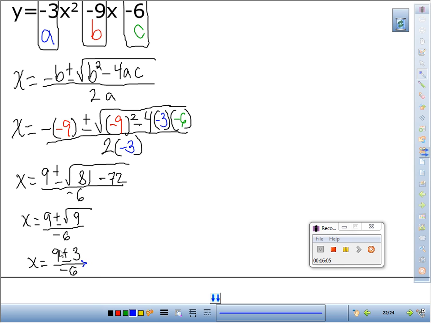From here, since it's already simplified, I'm going to write x sub 1 and x sub 2. Now let me show you why. Look up, please. So now, who notices here that there's a plus and a minus? So this is saying to rewrite this one for the positive and one for the negative. So watch. 9 plus 3 over negative 6. And the second x will be 9 minus 3 over negative 6. Copy that? Everybody see what I did?